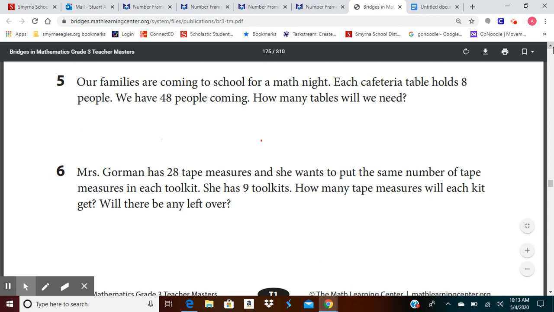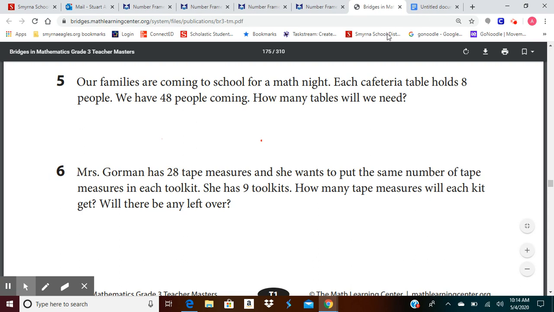If you look at number 6, though, it could be a little tricky because it does say, let's read it. Mrs. Gorman has 28 tape measures and she wants to put the same number of tape measures in each toolkit. She has 9 toolkits. How many tape measures will go in each kit? Will there be any left over? Now remember, when we make our arrays, they have to be the same dimension. So if I go across 3 in the first 3 rows, then I have to go across 3 continuing as I go down, okay? And if I only make a row with 1 in it, then that's what's left over.